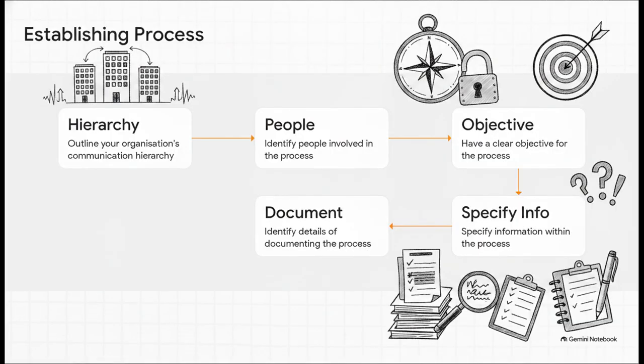Well, there are 5 exact guidelines you need to follow. 1. Outline the communication hierarchy so information flows logically. 2. Identify the people involved, because hey, that promotes accountability. 3. Have a clear objective to serve as your guiding principle. 4. Specify the information. And 5. Document the details. Let's actually zoom in on those last 2 steps, because they are critical.